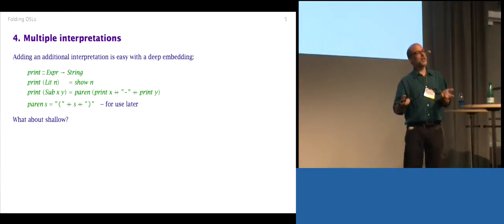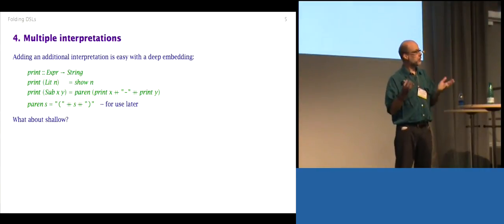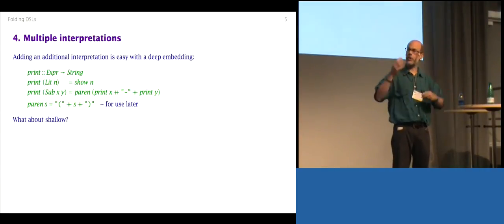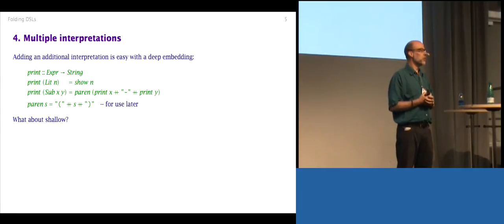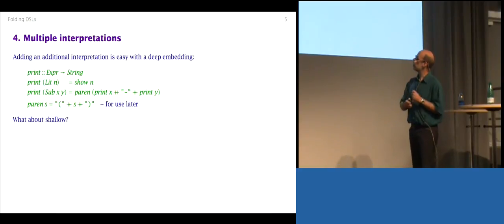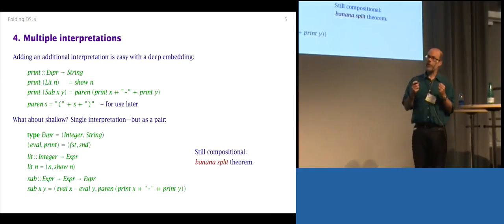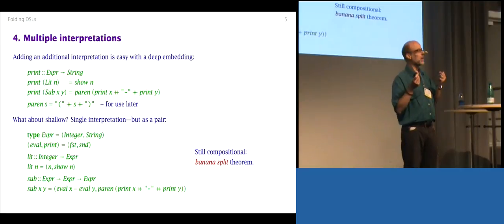Suppose I want to provide a second interpretation of my language. So here I'm interpreting these things as strings with parentheses and so on. Easy to do, trivial to do with a deep embedding. How do I do it with a shallow embedding? I have to pick the semantic domain. I've already picked integers as my semantic domain. But it's not too difficult. I can give still a single interpretation, but now as a pair. A bit clunky. I'm going to show you something better, but it works.